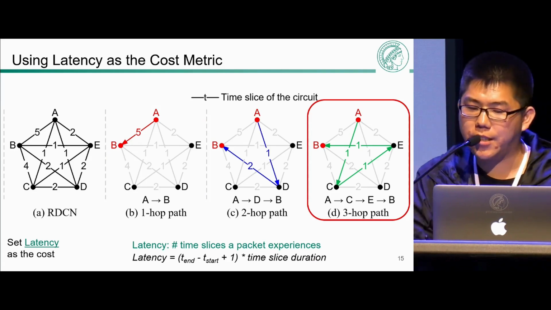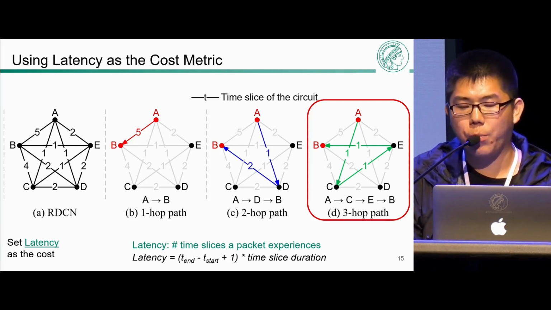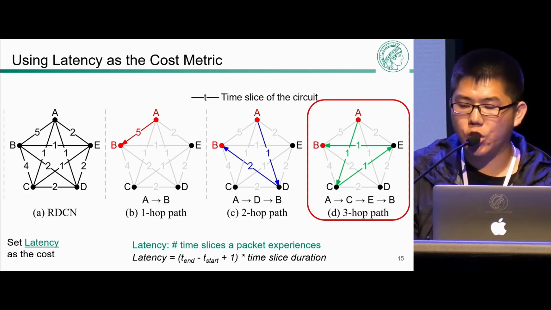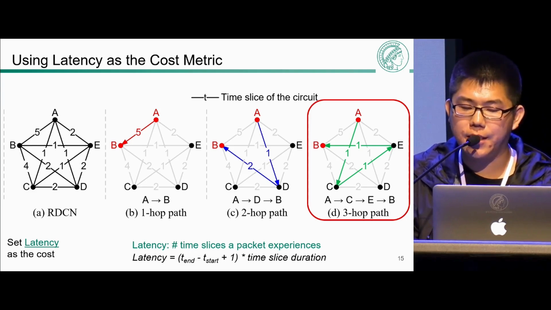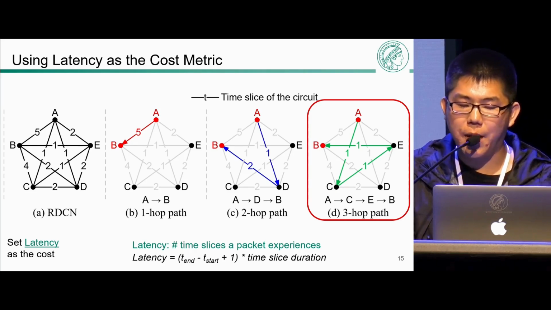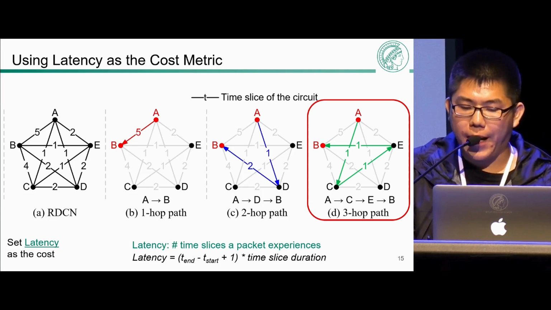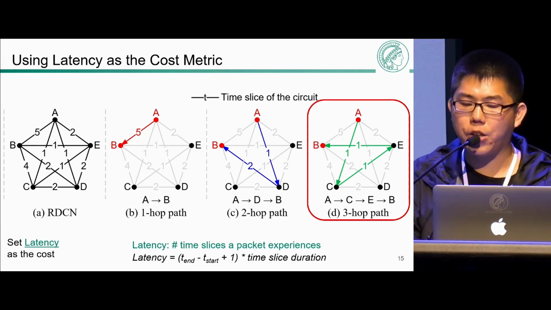If the latency is a concern, how about choosing a low latency path? In static topologies, people use hop count to proxy latency. However, this is not true in RDCNs. The time waiting for a circuit can be more significant. Here we define latency as the end time slice index minus the start time slice index plus 1, times the slice duration. It is the number of time slices a packet experiences. We need to emphasize here that the defined latency is a proxy metric to indicate how much time is required for a packet to traverse from the source ToR to the destination ToR.